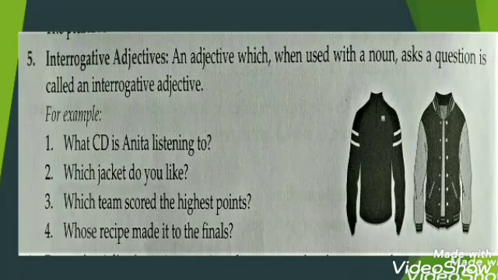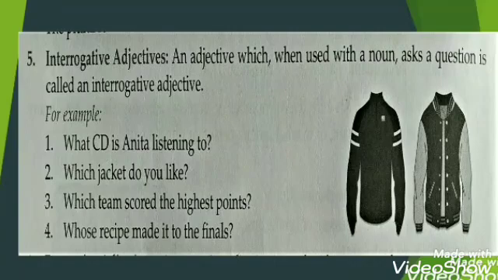Here, the word is which. It is also an interrogative adjective and it is also ending with a question mark, means it is also asking you a question. Let's see the fourth one. Whose recipe made it to the finals? Whose also is one of the examples of interrogative adjective and it also asks you about something. So these three different examples I have read for you.